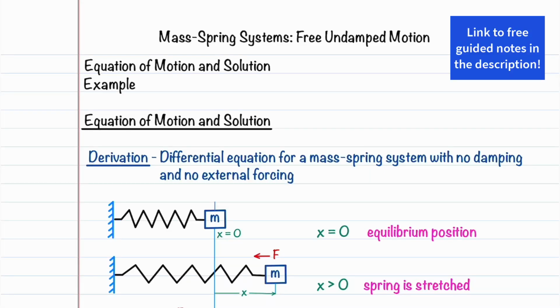In this video, we're going to learn how to model and solve free, undamped motion in a mass spring system. We'll start by deriving the differential equation that models the motion, and then solve it and talk about how to write the solution in a way that's easy to interpret physically. We'll then work through an example and determine the amplitude, angular frequency, period, and frequency of the motion. Let's get started.